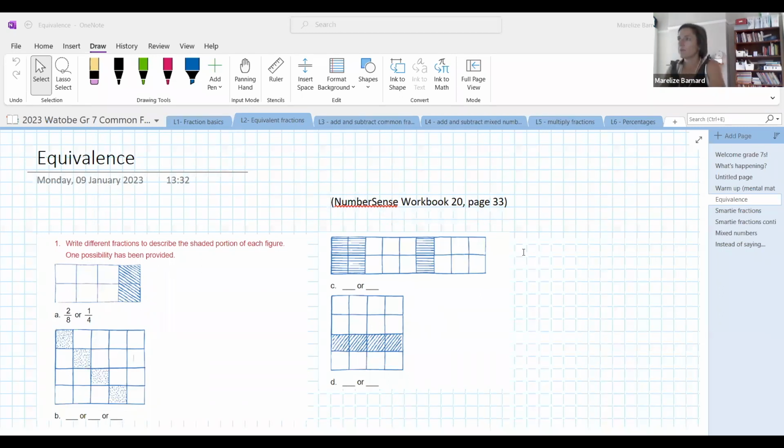Okay, so our 2 minutes are up. Let's have a look. So the first question with 2 answers, that's been done for you. So here we have a diagram, 1, 2, 3, 4, 5, 6, 7, 8. Write different fractions to describe the shaded portion of each diagram. Okay, so we've divided our diagram into 8s, and we've shaded 2 8s. But if we look at it, we can say that that's the same as a quarter as well.